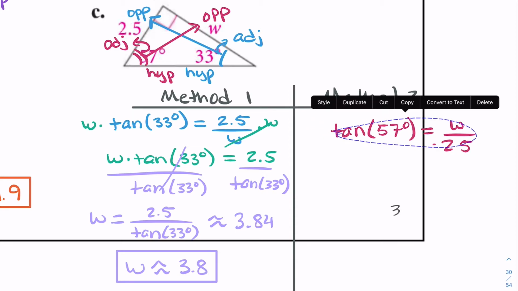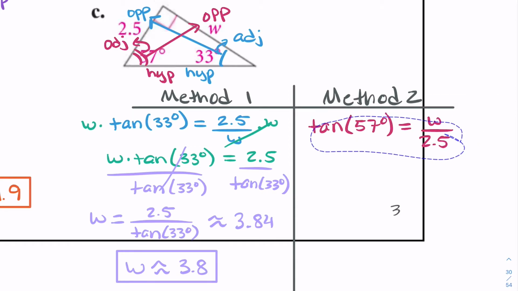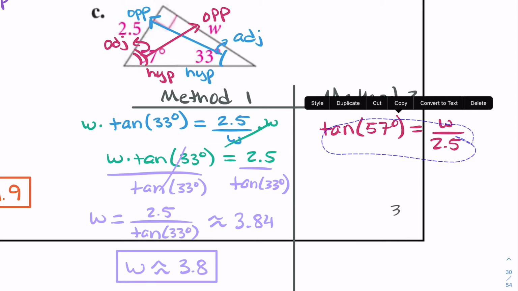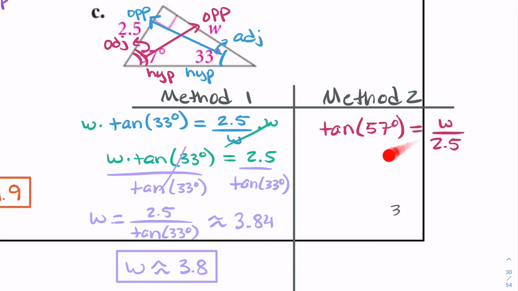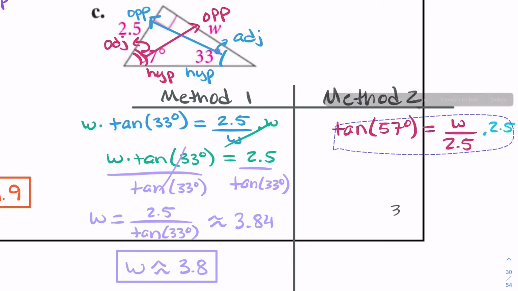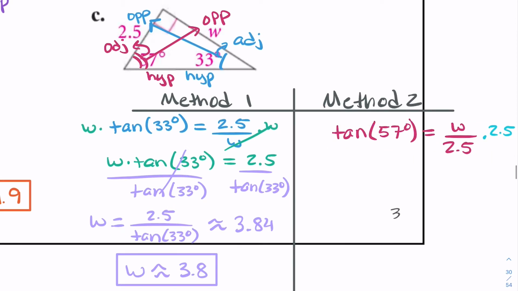See how the W is in the numerator? There's not too much I have to do here other than multiply both sides by 2.5. Again, finding the cross products, W times 1 is W. 2.5 times tangent 57 is 2.5 tangent 57. So multiply both sides by 2.5. So W equals, and that goes away, 2.5 tangent of 57 degrees.